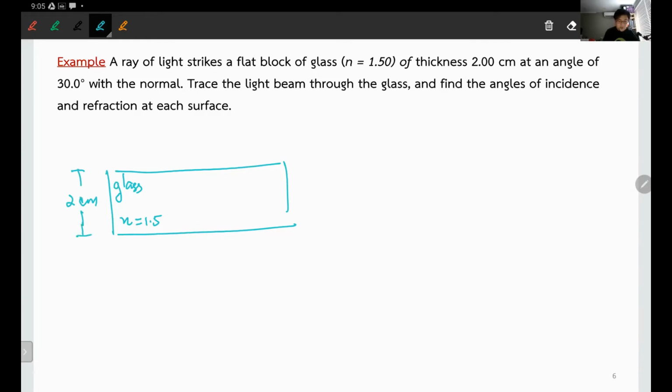At the angle of 30 degrees with the normal. Okay, perfect. So it's showing you that now you have a normal line. You draw that line perpendicular to the surface or interface. And then the incoming ray is at a 30 degree angle with that normal line. Perfect. That's good. Trace the light beam through the glass and find the angles of incidence and refraction at each surface. All right, very good.